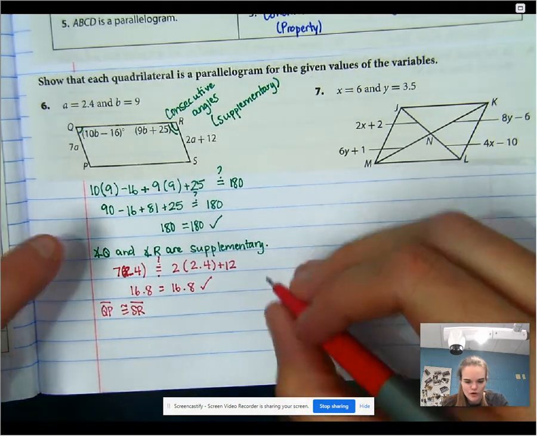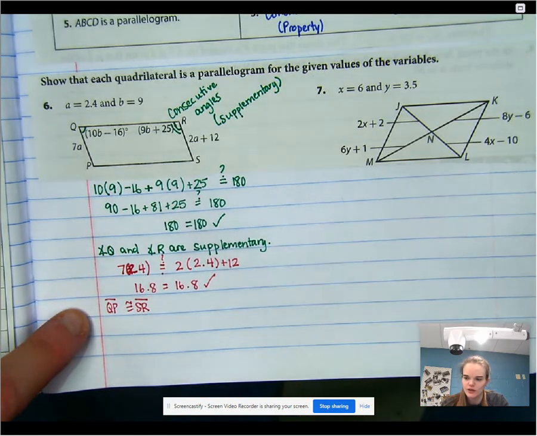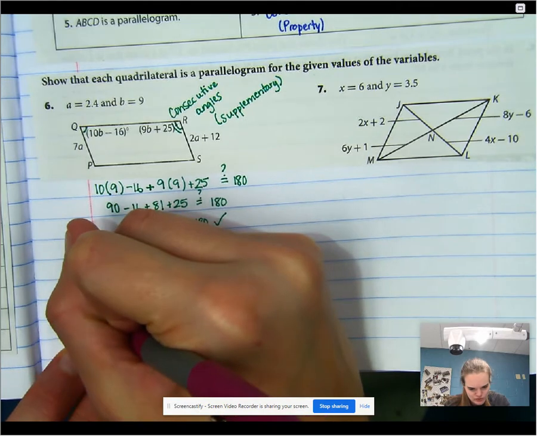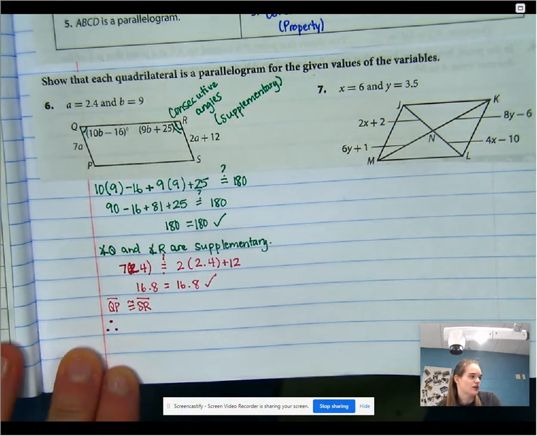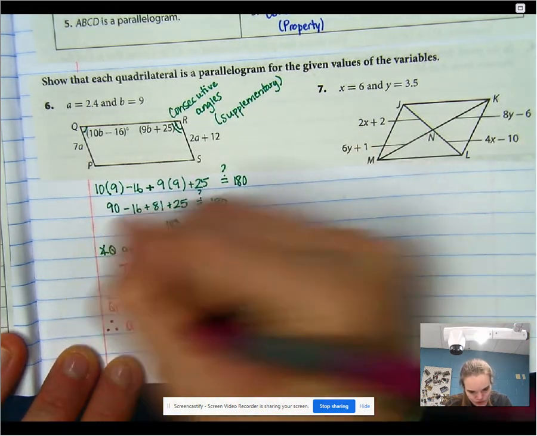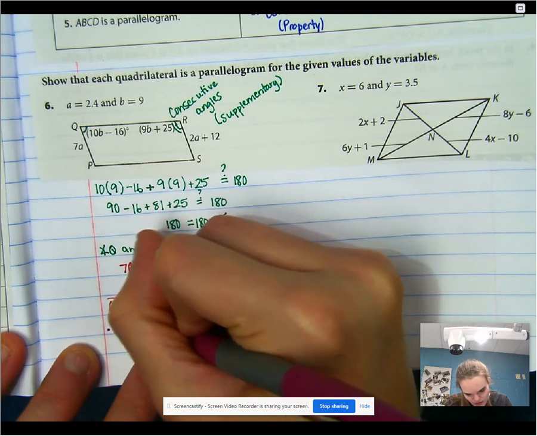So I know that I have one set of consecutive angles supplementary, one set of opposite sides congruent. So therefore, by the way, a nice cool mathematical thing that you probably don't know at this point, 3 dots in a triangle actually means therefore in math. Therefore, QRSP is a parallelogram.